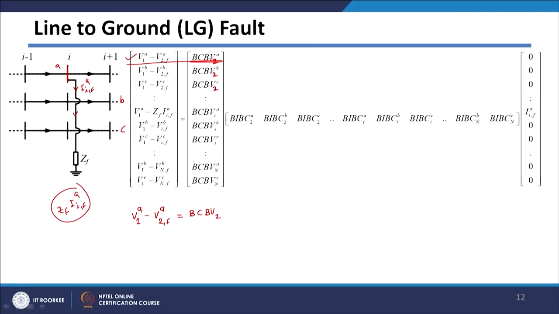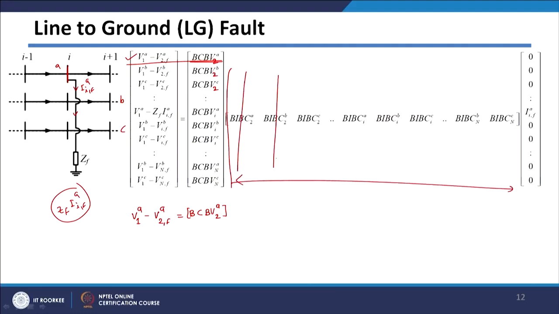So, it is BCBV 2 and A phase, and here as I told you, we already simplified this part of the matrix, and as I told you, all the other columns get multiplied with 0. So, they are not contributing anything. So, yes, immediately we can write this total part as just the multiplication of the column which corresponds to this IF.